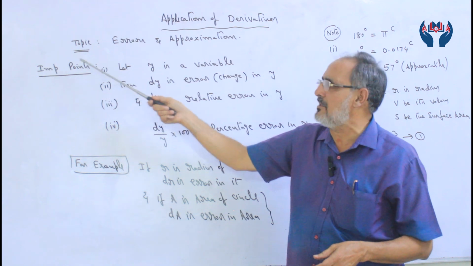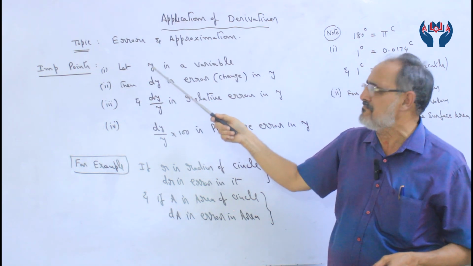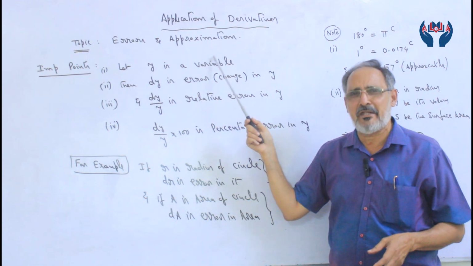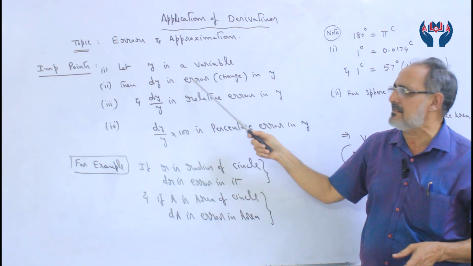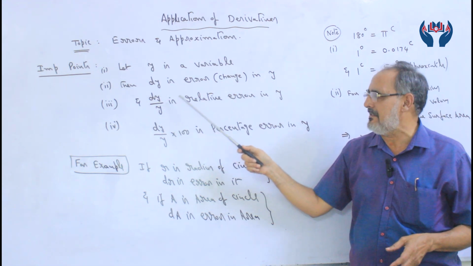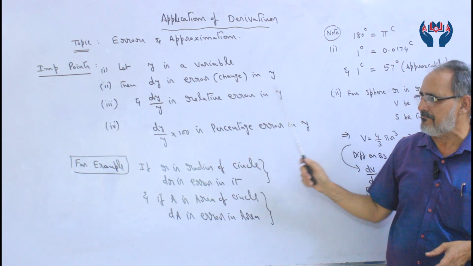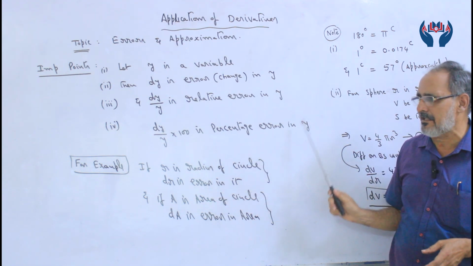In the important points to get to errors and approximation, the first is: let y be a variable, then the derivative of y, dy, is the error or change in y, and dy by y is called the relative error in y. dy by y into 100 is the percentage error in y.